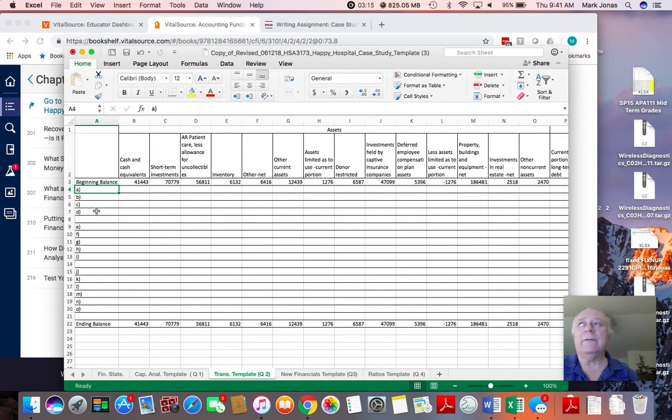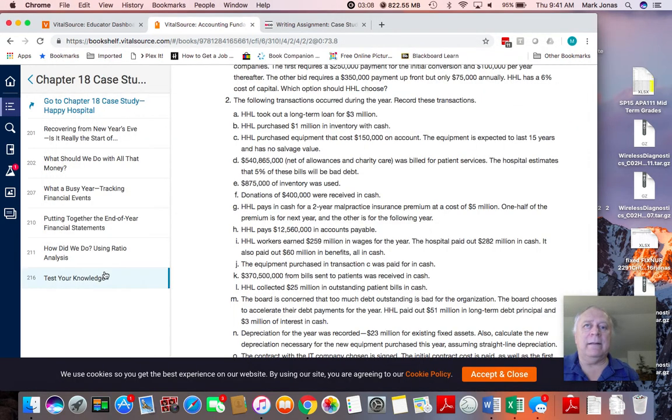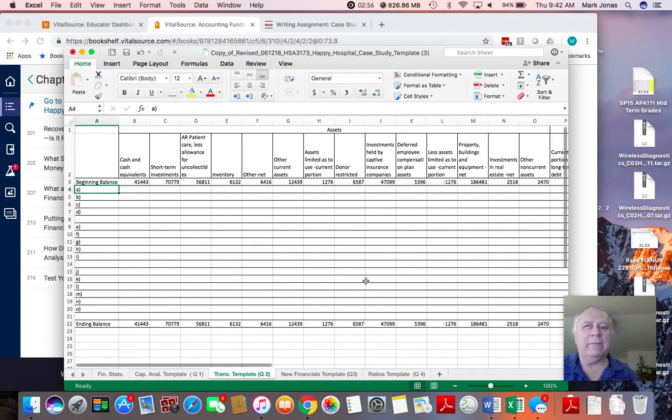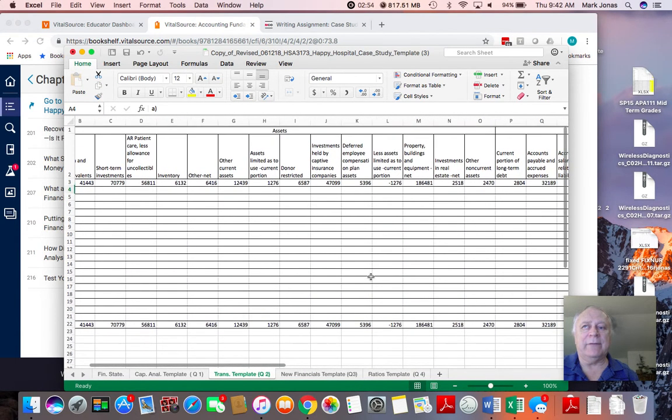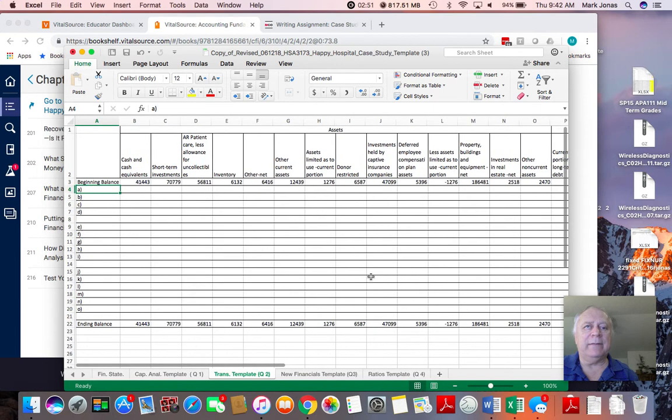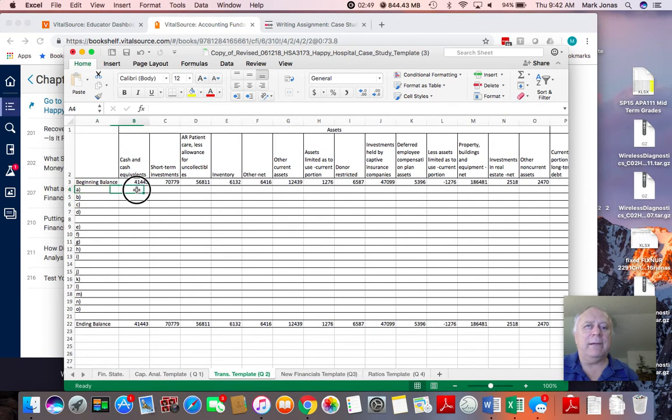So for example, let's do the first couple of these. So we go to the textbook, and it says that HHL took out a long-term loan for $3 million. So you have to recall the accounting equation, and we have to make sure that we stay in balance. So assets have to equal liabilities plus equity. So Happy Hospital here got $3 million in cash from issuing the long-term debt.